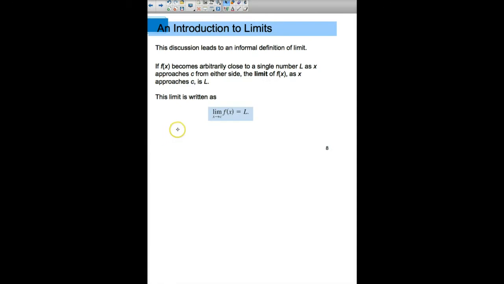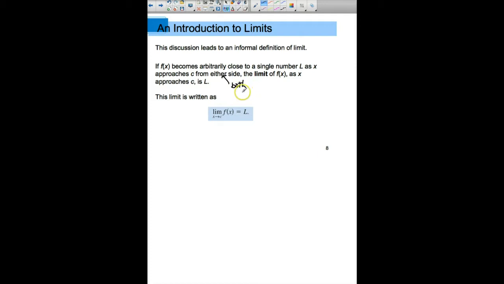This discussion leads to our informal definition of limit. If f of x, that's the y value, becomes arbitrarily close to a single number, we'll call it L, it was 3 in the previous example, as x approaches c, so that's a specific number, and in our previous example it was 1, from either side. When they say either side, they mean both sides. It has to be both sides. They use the word either to mean both.